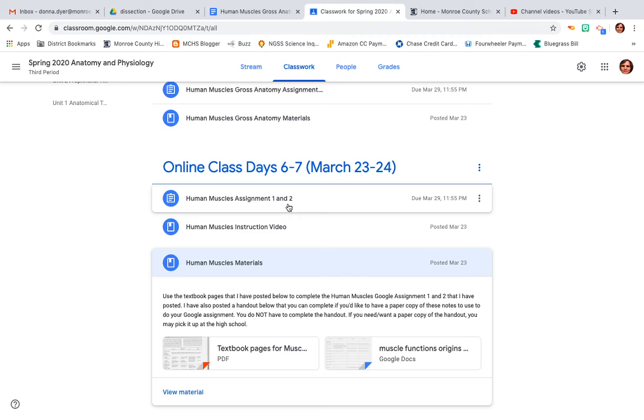When I ask you for antagonistic pairs, you're going to say, well, this muscle and this muscle are antagonists to one another because this one abducts the thigh and this one adducts the thigh. Okay? Remember, antagonistic pairs are two muscles that do opposite actions to the same body part. So again, the biceps flexes the forearm, the triceps extends the forearm.